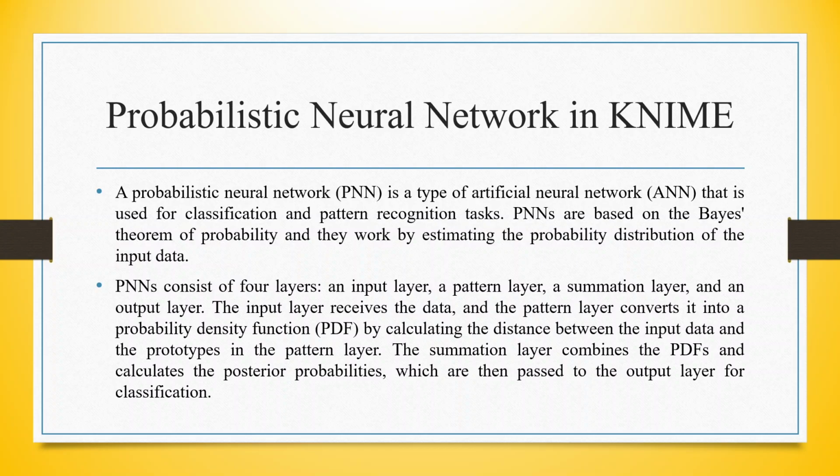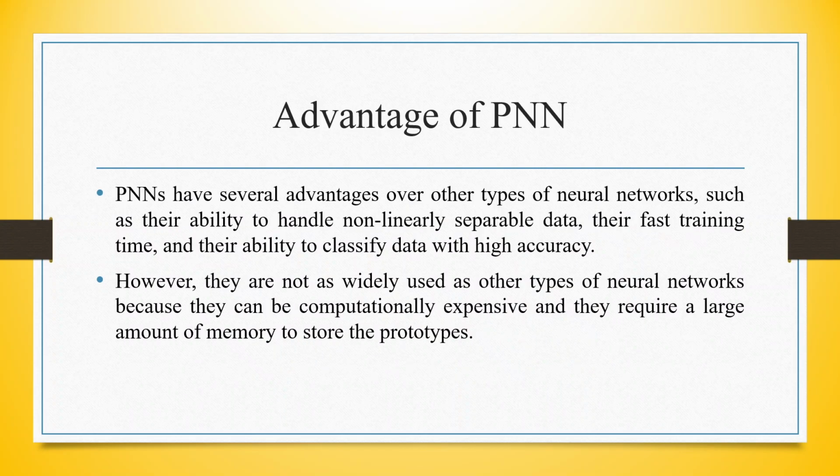layer. The input layer receives the data and the pattern layer converts it into the probability density function. By calculating the distance between the input data and the prototypes in the pattern layer, the summation layer combines the PDFs, that is the probability density functions, and calculates the posterior probabilities, which are then passed to the output layer for the classification. PNNs have several advantages over other types of neural networks, such as their ability to handle non-linearly separable data, their fast training time, and their ability to classify data with high accuracy.